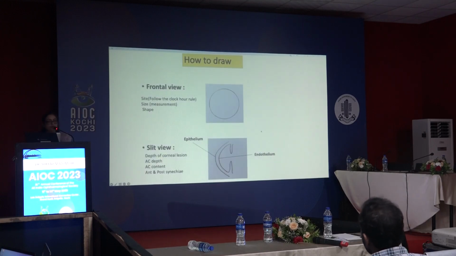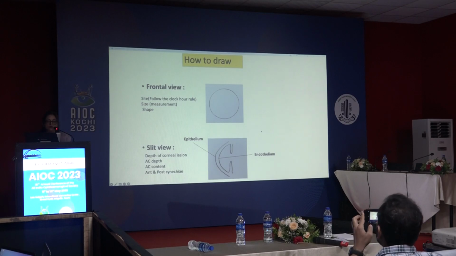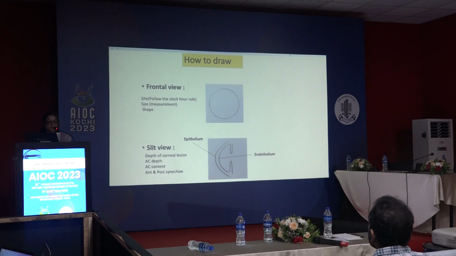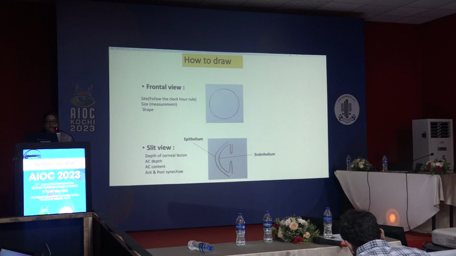So, whenever we draw for corneal pathology, we draw it in two views. First is frontal view and second is slit view. Always, always. Only frontal view will not work. So, in frontal view, what you show? Site of the lesion, size of the lesion, and shape of the lesion.